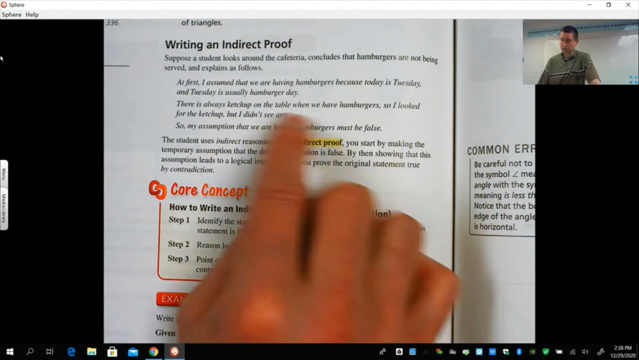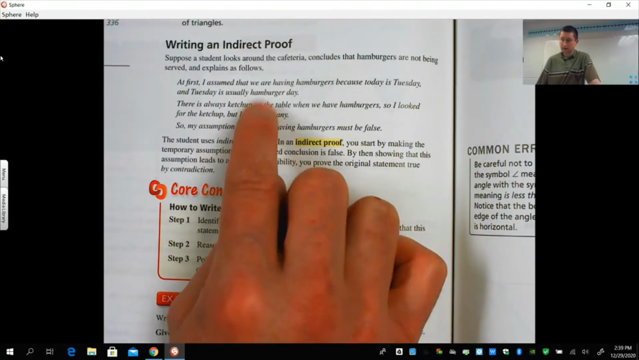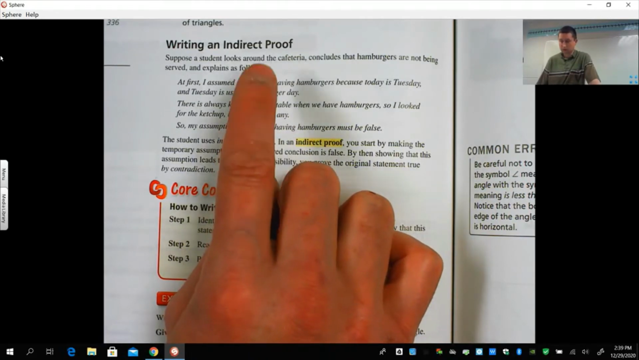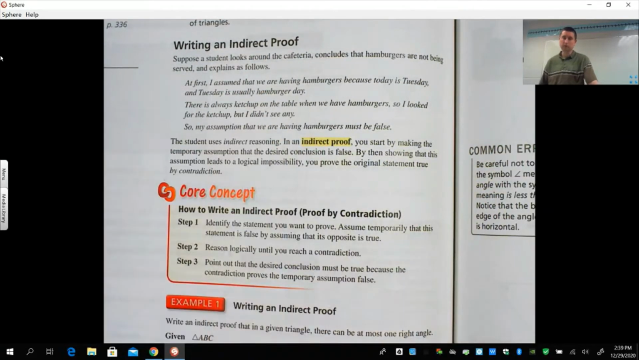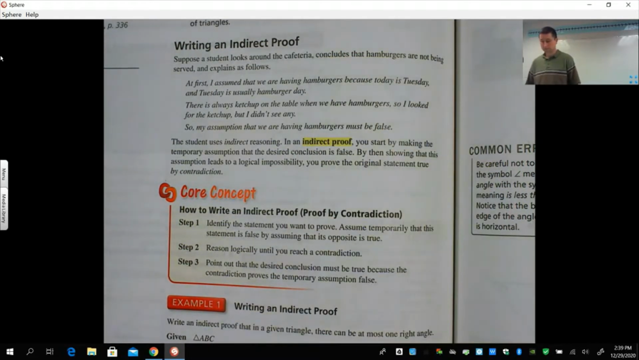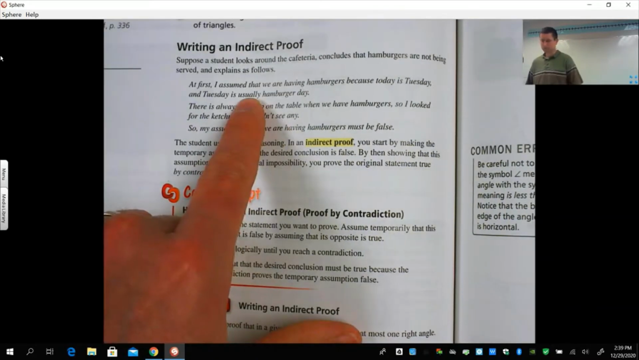So the assumption was we are having hamburgers today because he thought it's going to be Tuesday. That assumption must be false because he doesn't see ketchup on the tables. So his assumption is false, so that means the opposite has to be true, and they're not having hamburgers. So it must not be Tuesday. But then they have that word there, usually, so it doesn't have to be that.